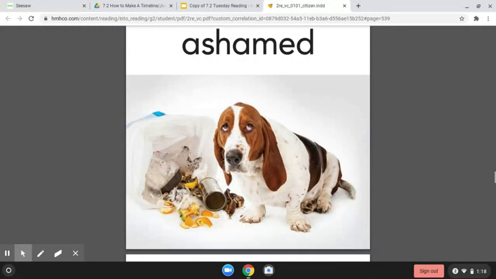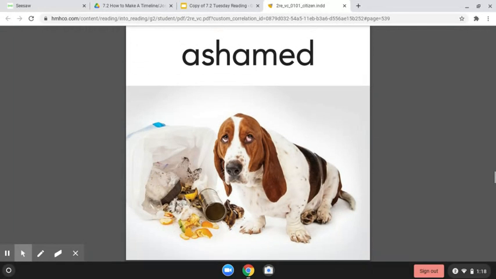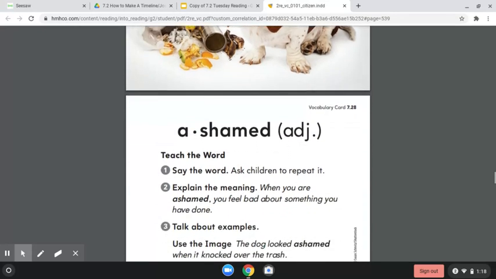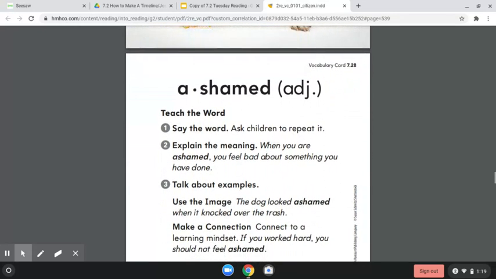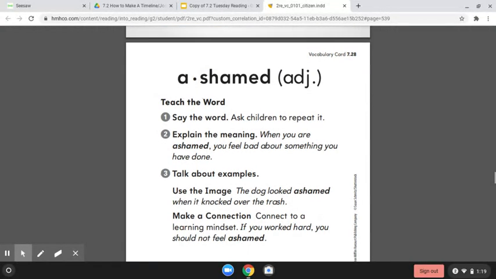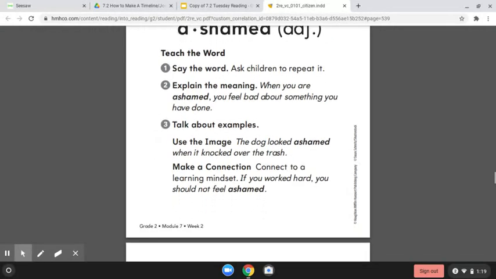And this one is ashamed. If you look at the puppy, he is ashamed that he got into the trash. Ashamed is also an adjective. When you're ashamed, you feel bad about something you've done. And the dog looked ashamed when he knocked over the trash.